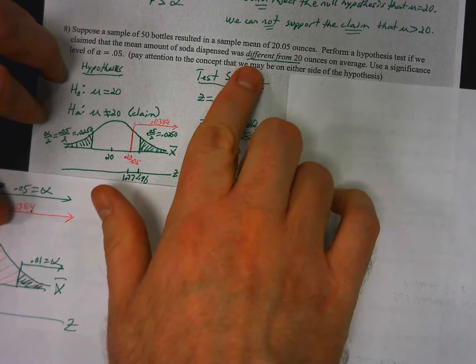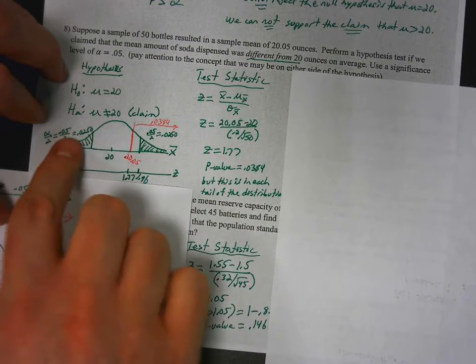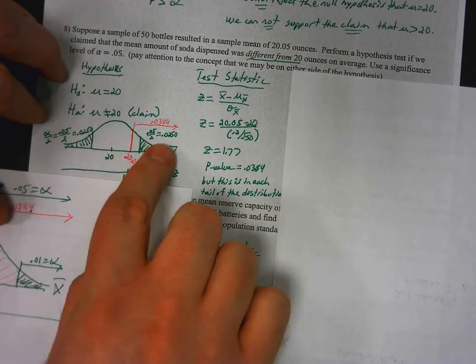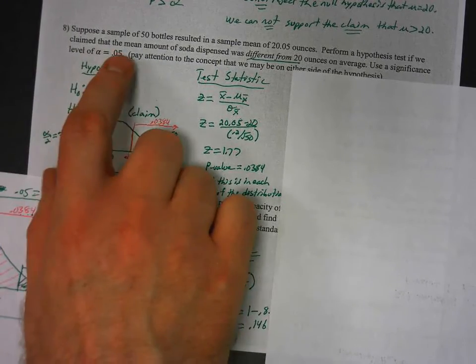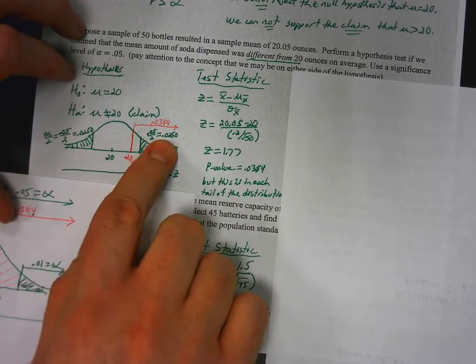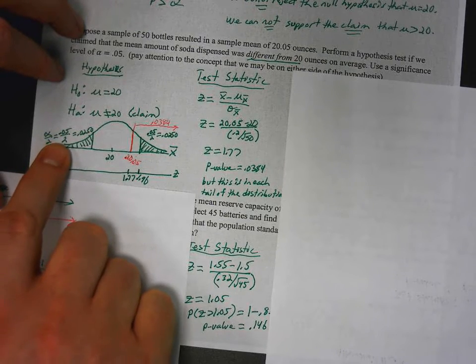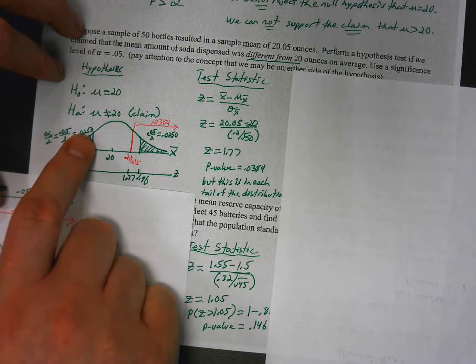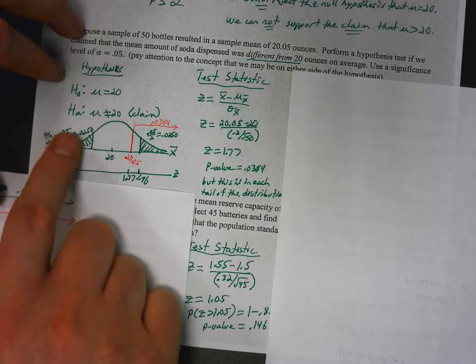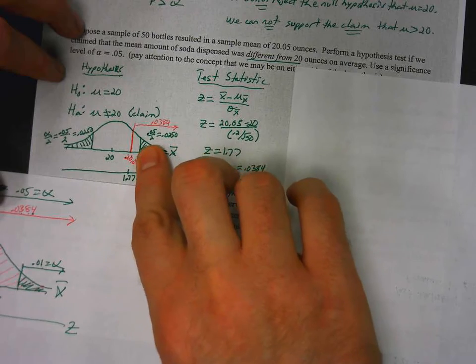Now, when you have this "different from," corresponding to not equal to 20, we shade on both sides, or in both tails. What's different here, though, is you take that alpha value of 0.05, and you have to split it between the two ends. So if you take 0.05 divided by 2, or alpha divided by 2, you get 0.025. That is the area to the left of whatever x bar value this is, or to the right of whatever x bar value this is.